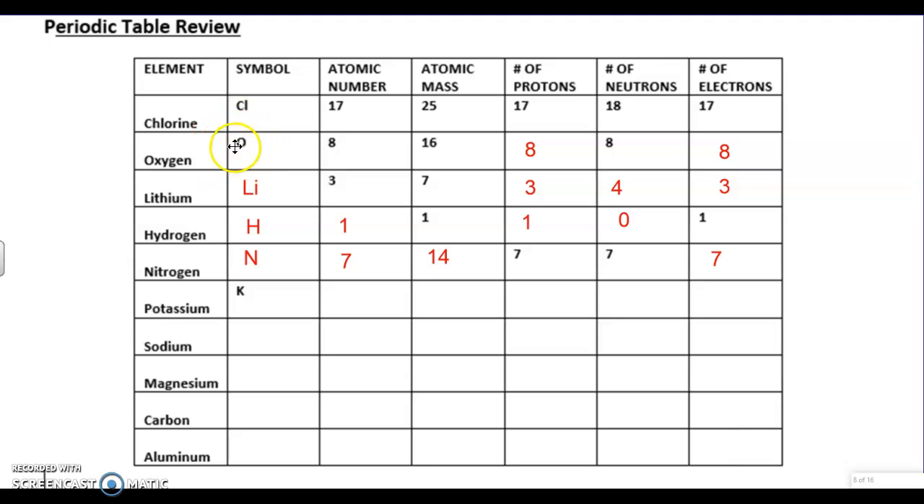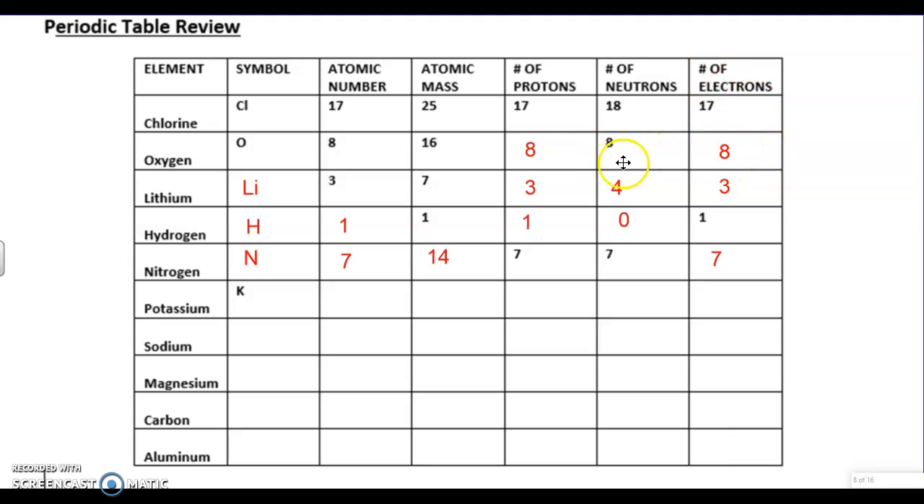Let's look at oxygen, whose symbol is O. Atomic number given on the periodic table is 8. The mass was given as a number that could be rounded to 16. I know my protons is the same as the atomic number, therefore 8. I also know that my positives and negatives are balanced. That's why I have 8 electrons.